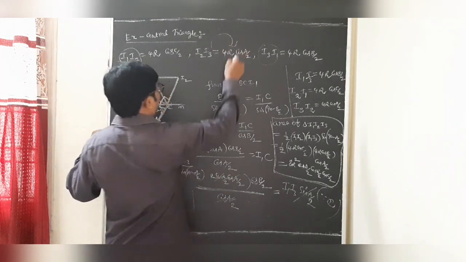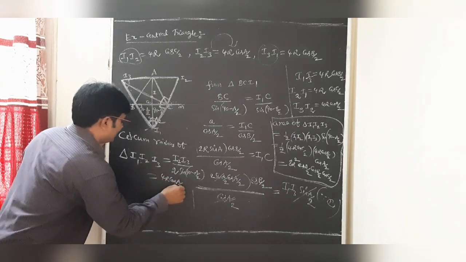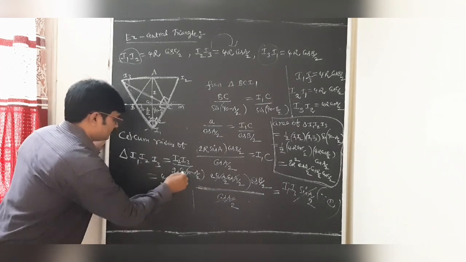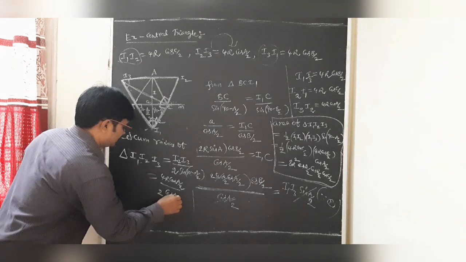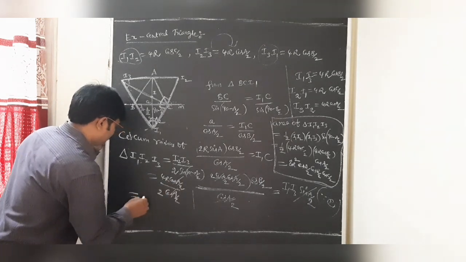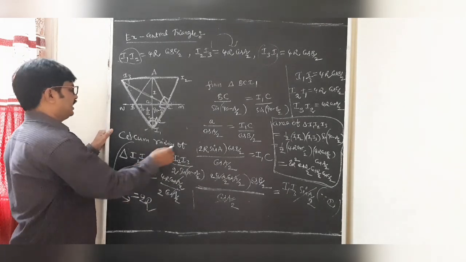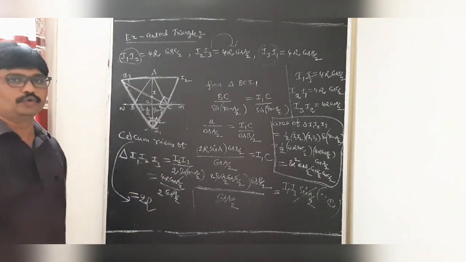That is 4r cos A by 2. So students, 4r cos A by 2 upon 2 into sin 90 minus theta, cos theta. So cos A by 2 cancels. This is 2r. The circumradius of the excentral triangle is 2r.